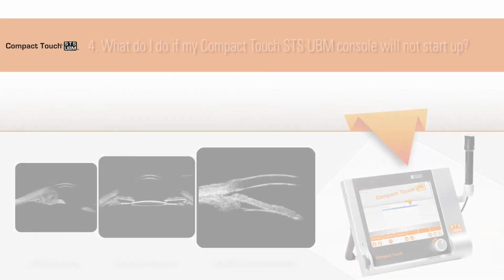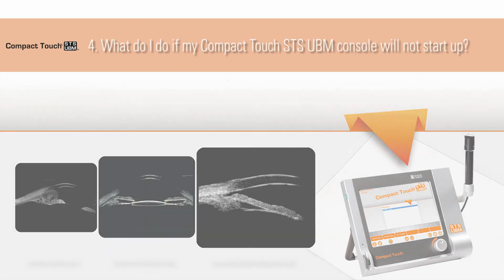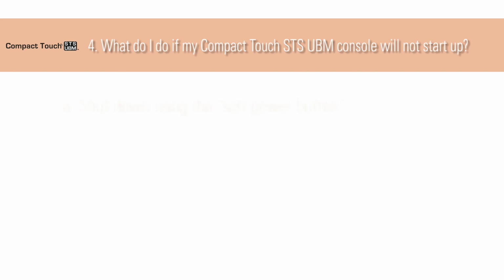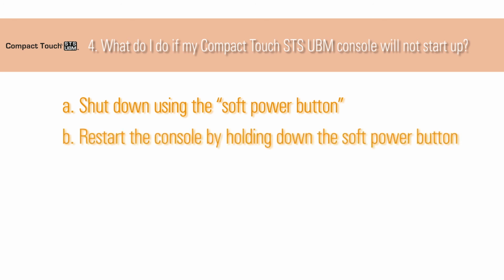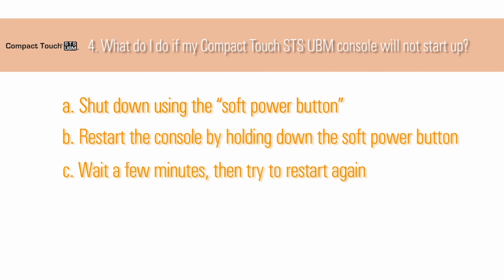4. What do I do if my Compact Touch UBM console will not start up? Always shut down using the soft power button on the left side of the console. Try restarting the console by holding down the soft power button. Wait a few minutes, then try again to restart. Consult a Quantel technician if the steps above do not resolve the issue.